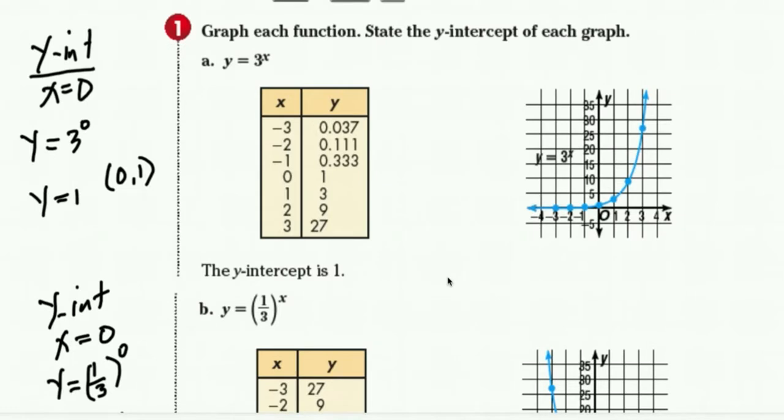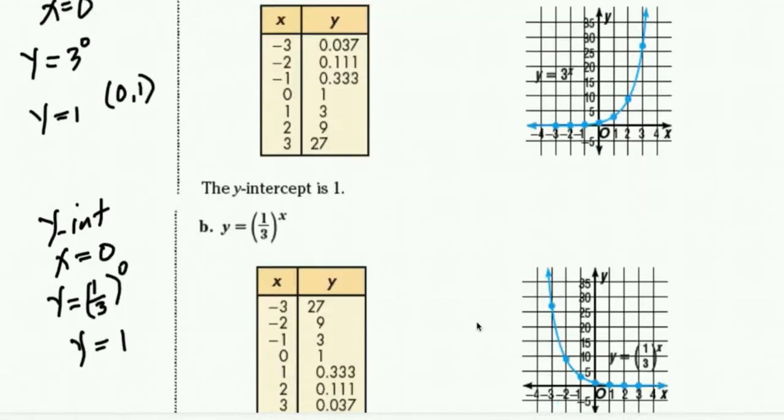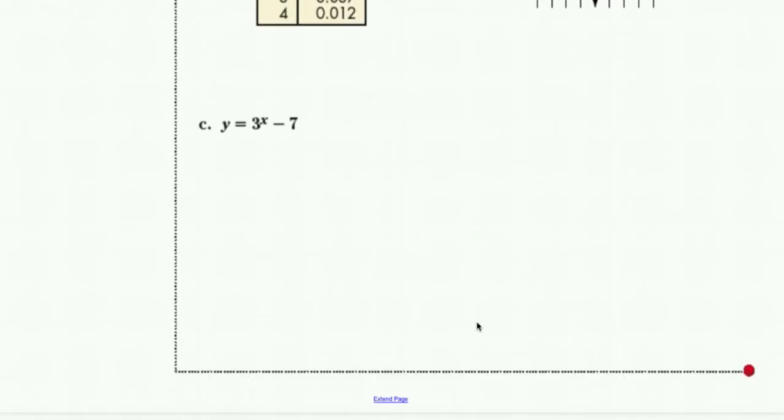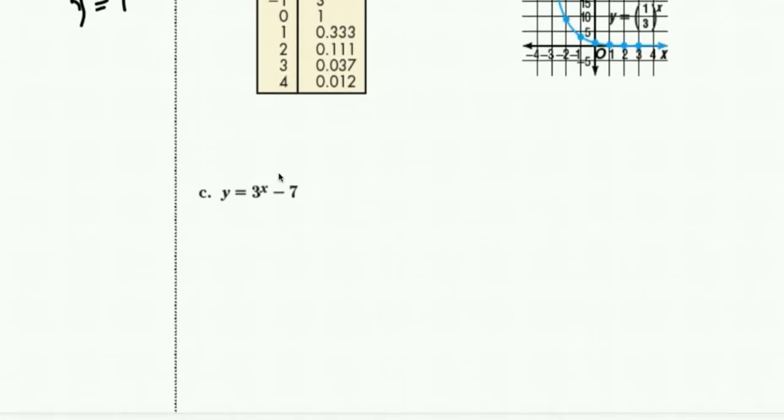So you have your exponential function y equals 3 to the x power, which looks like this, and your exponential function y equals 1/3 raised to the x power, which looks the opposite of letter A. Okay, let's take a look at letter C, another scenario. Y equals 3 to the x minus 7. Now we have a constant, which is -7. And let's see how this is going to look like.